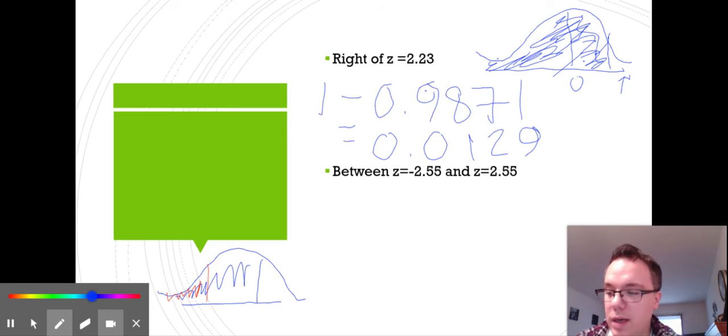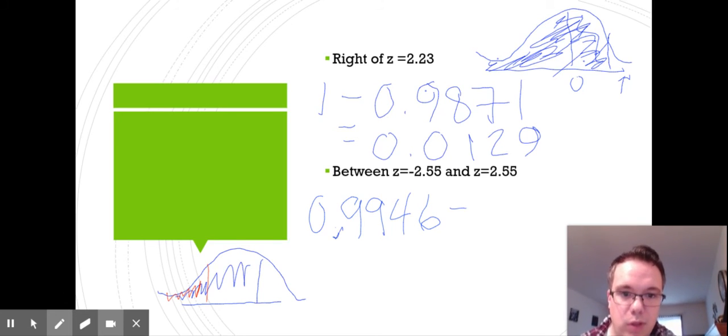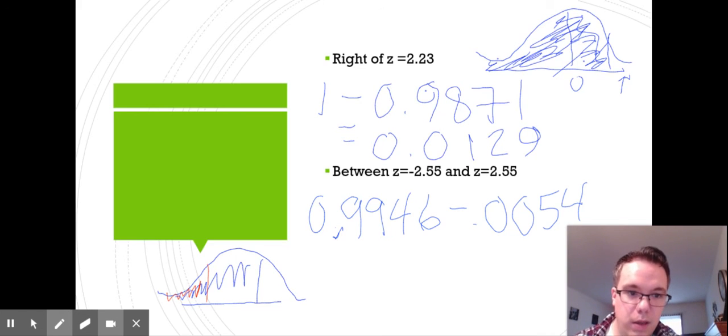So our bigger z-score is 2.55. So if we find our value on the positive side, go down to 2.5 and over to 0.05, where those meet, your value is 0.9946. And we're going to subtract away our value for our smaller z-score. So our smaller z-score is negative 2.55. So if you flip your sheet over and go to negative 2.5, and again over to 0.05, we get 0.0054.